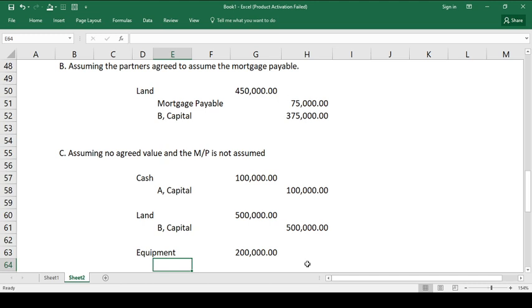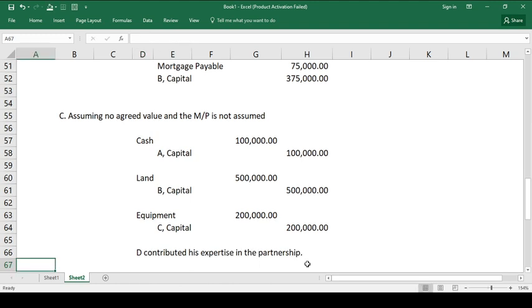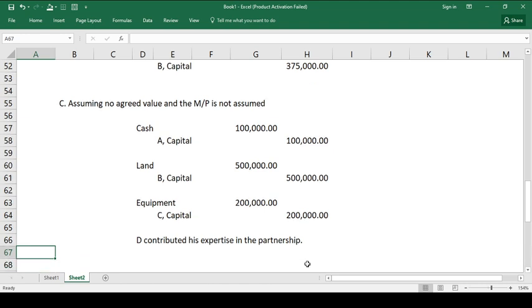And then for this contribution, well, a memorandum entry only is required. You are going just to write D contributed his expertise in the partnership, okay, one sentence is enough. Ganun po yun, okay? How about, sir, assuming no agreed value pero the mortgage payable is assumed. Ayun, pwede rin naman yung maging scenario.